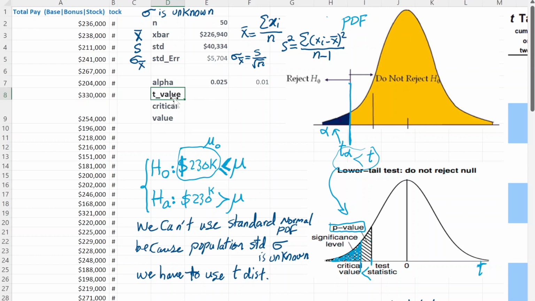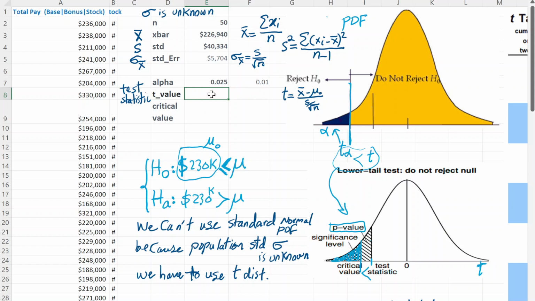The next step, as I mentioned earlier, is to find the critical value and the t-value. The t-value is my test statistic. The t-value is simply t equal to x bar minus the hypothesized value, divided by sigma x bar, which is S over root n.